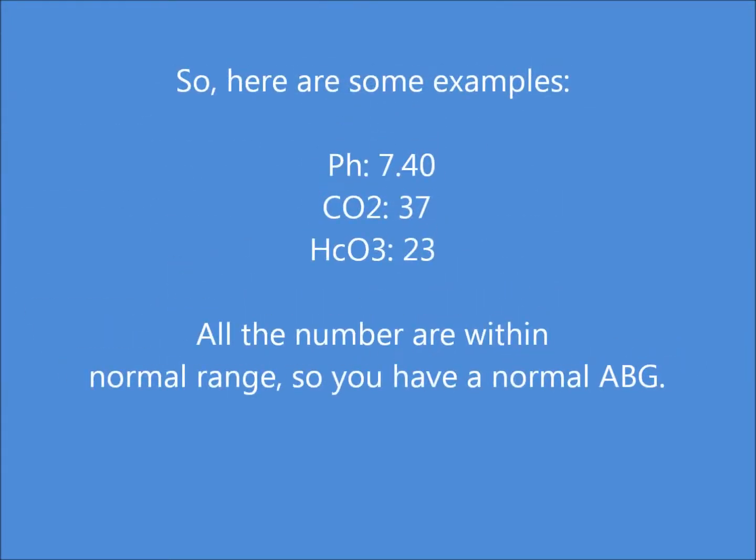So here are some examples. We have a pH of 7.40, a CO2 of 37, and an HCO3 of 23. All the numbers are within normal range, so we have a normal ABG.